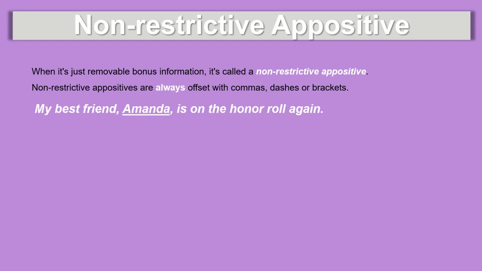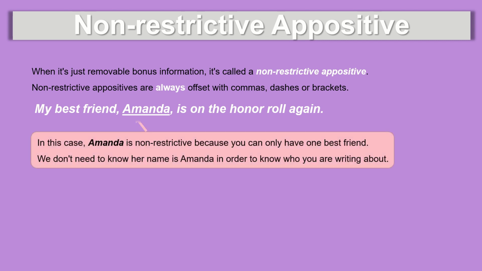Look at this sentence. My best friend Amanda is on the honor roll again. In this case, Amanda is not restrictive because you can only have one best friend. We don't need to know her name. Therefore, you don't need to put Amanda as an appositive because we know who you are talking about. It's your best friend.